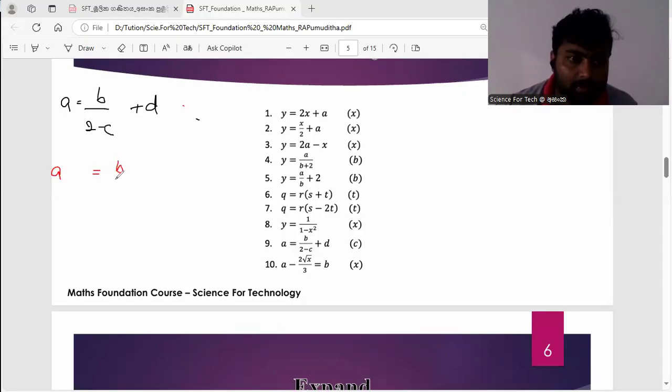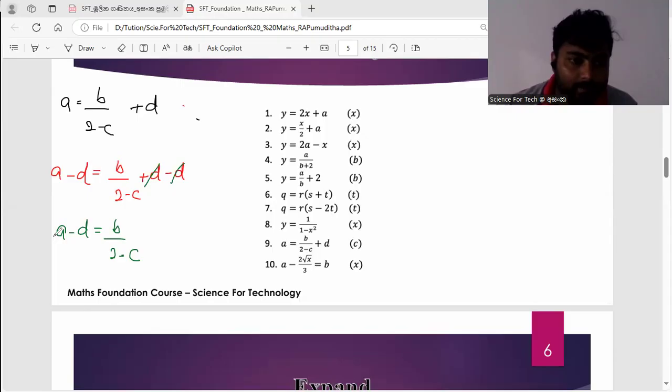Then a equal b divided by 2 minus c plus d. Then I put minus d to here. Then here also I put minus d. Then what happened? This minus d and plus d get cancelled. Then we will get a minus d equal b divided by 2 minus c.